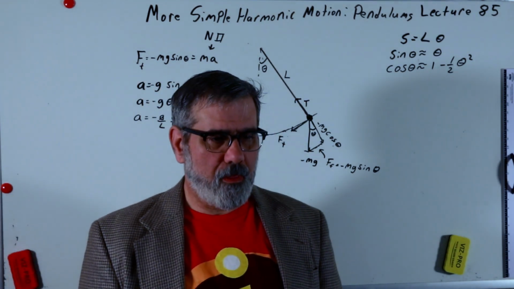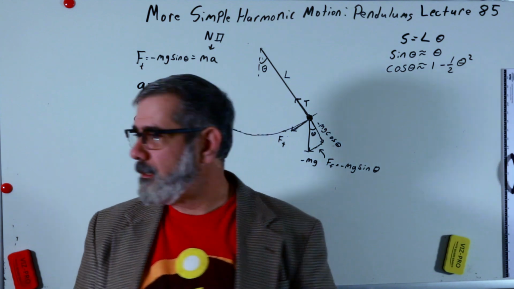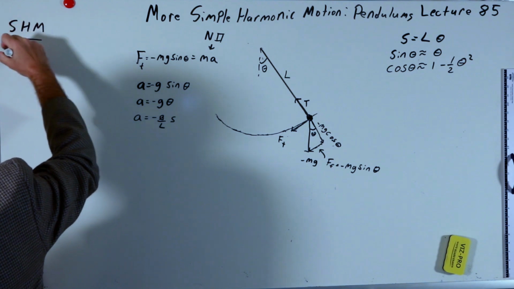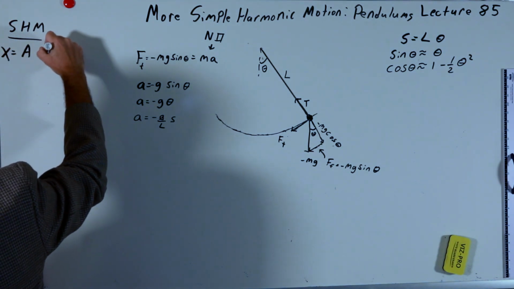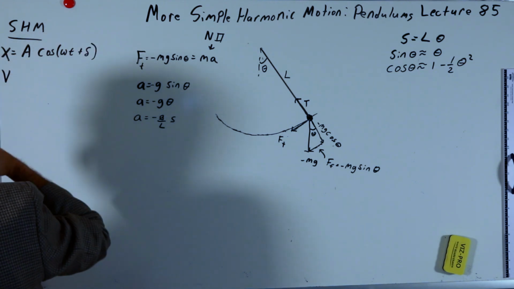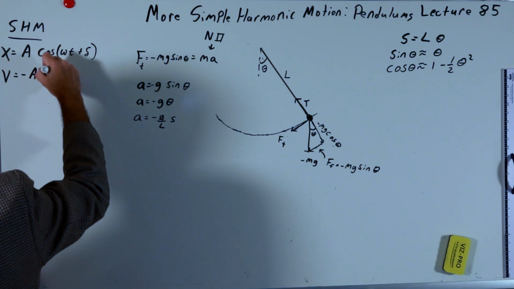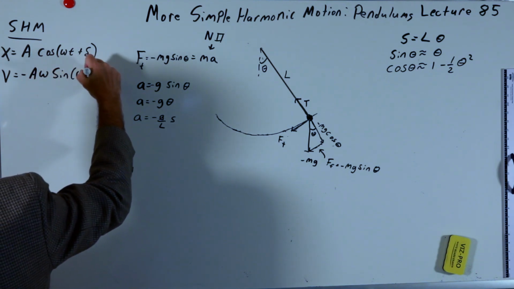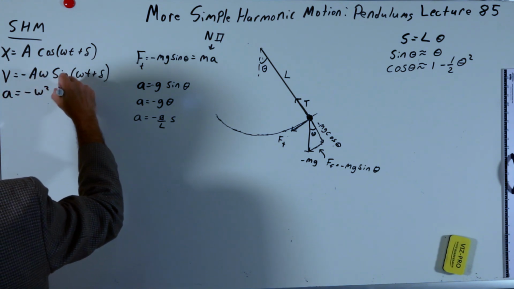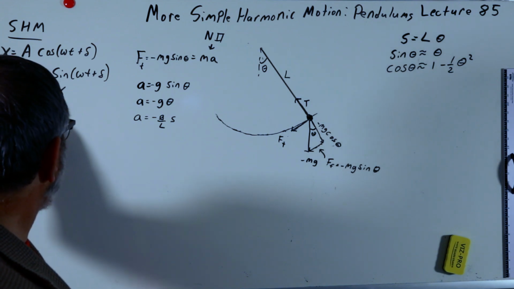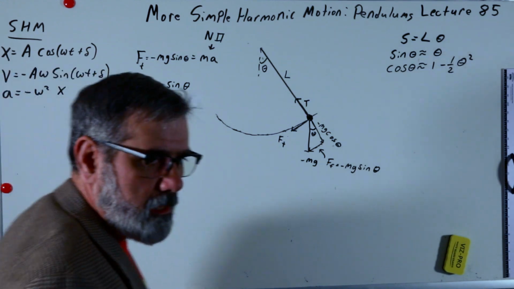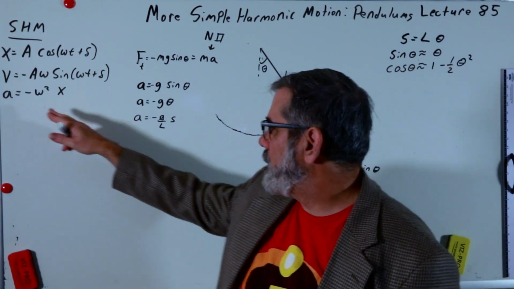Let's recall from yesterday the fundamental equations for simple harmonic motion, right? We had that, so SHM. X is equal to some amplitude times the cosine of omega t plus delta, right? The velocity is equal to minus A omega times the sine of omega t plus delta, and the acceleration was equal to basically minus omega squared times x, right? So this was the fundamental relationship where x is just this again, A cosine omega t plus delta, right?